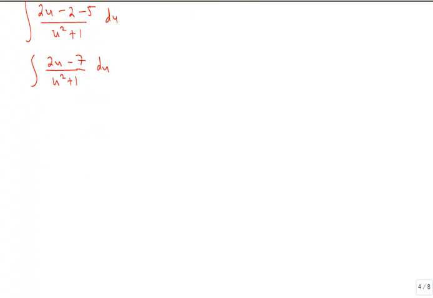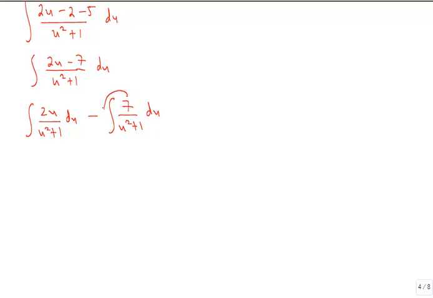Now, in that numerator, I don't want anything to show up there if this is going to be an arctangent. I want a 1 on top. So what I'm going to do is split this numerator up into two different integrals. The first one will be just the 2u over u squared plus 1. And then the second one, I'm going to subtract, will be that 7 over u squared plus 1.